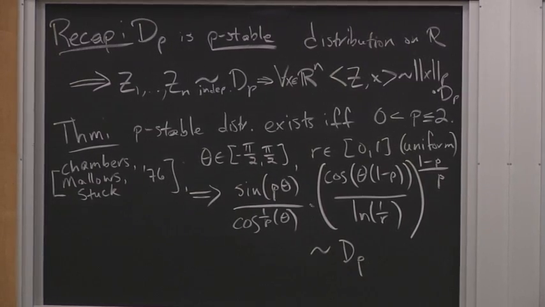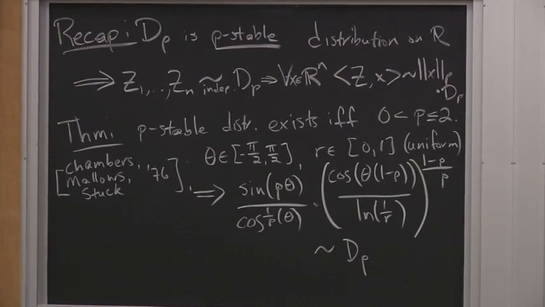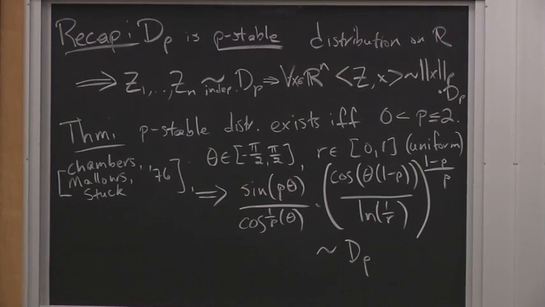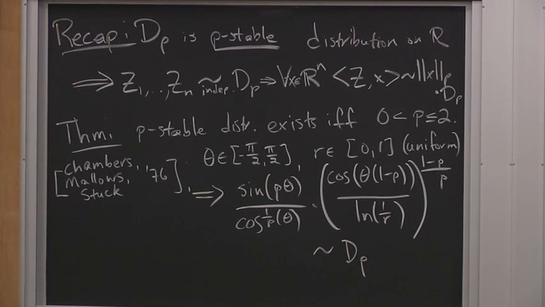So recap, we say that a distribution D_p is a p-stable distribution. It's a distribution over real numbers. If you take n independent random variables from that distribution and then take the sum over i of z_i x_i, where x is a fixed vector, that should look like itself a p-stable distribution, but scaled by the LP norm of x. And these things exist if and only if p is between 0 and 2. If p is less than 1, then LP is not a norm, but it still has that scaling anyway, okay?